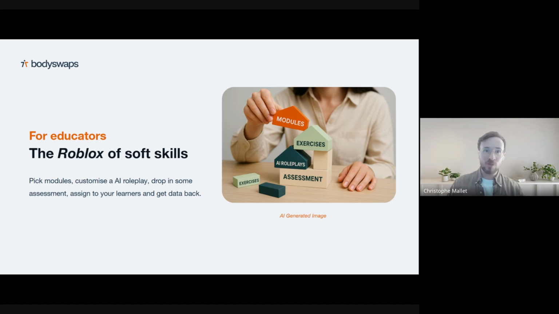Where you have the power now to build your own pedagogy, your own programs and pathways by picking and choosing throughout, from different kinds of units.